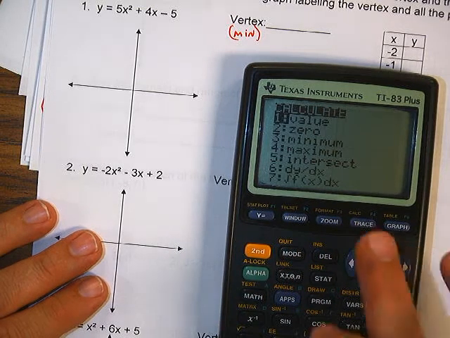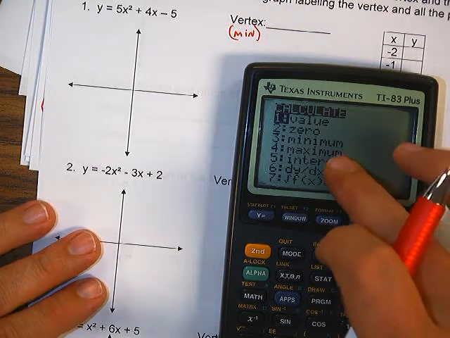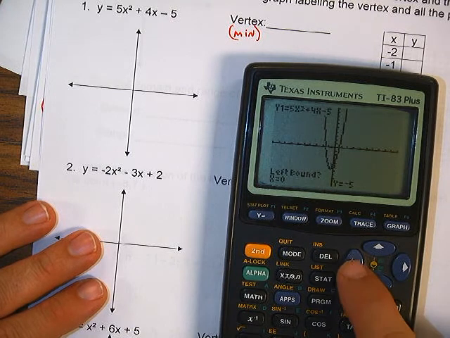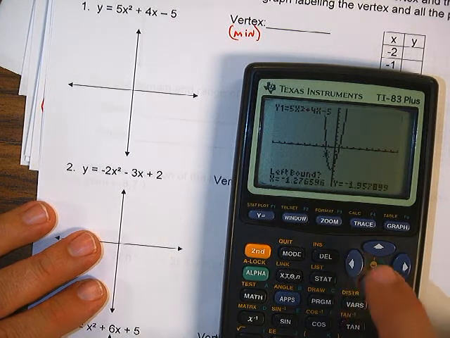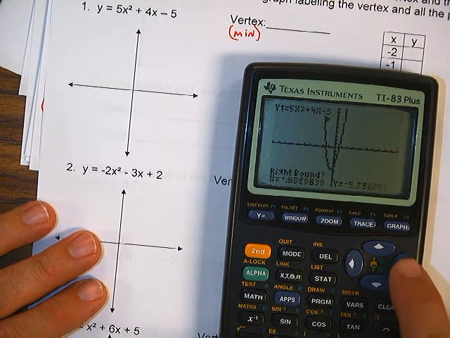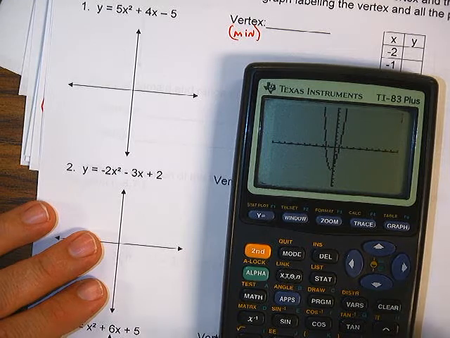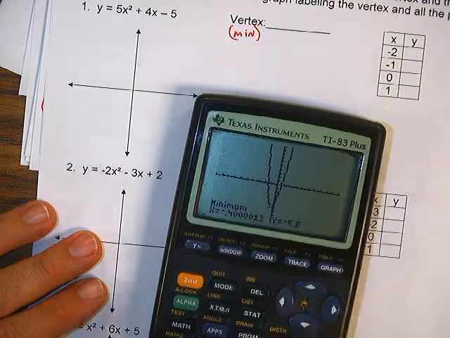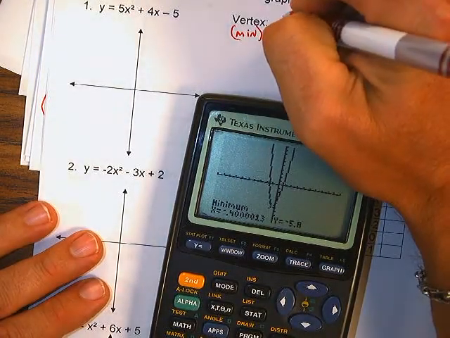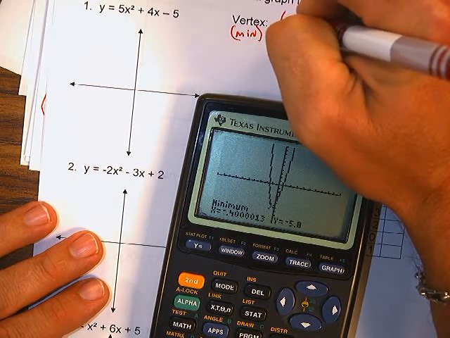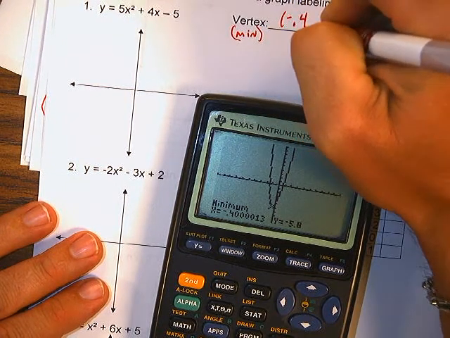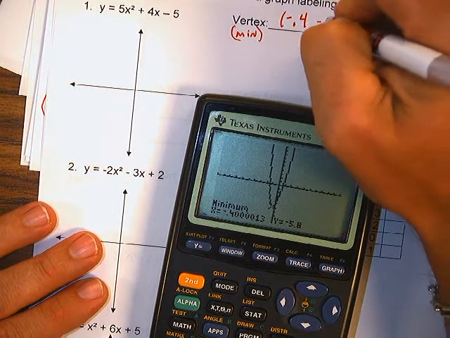Second calc, which is the trace button, and we're looking for number 3. Left bound, move the cursor to the left, enter. Right bound, move the cursor to the right, enter. I don't want to guess, so just hit enter one more time. The vertex is at negative 0.4, negative 5.8.